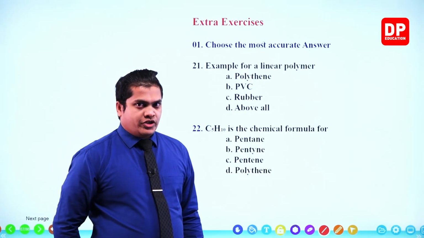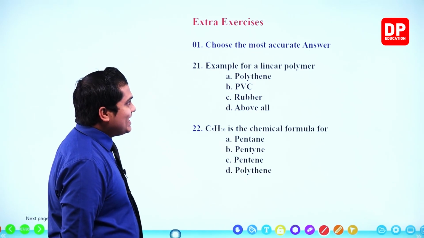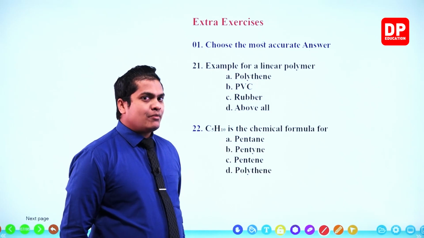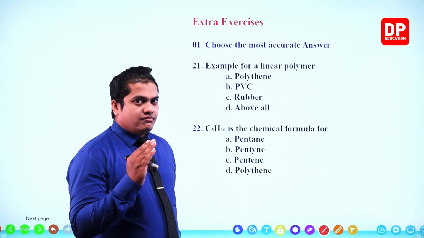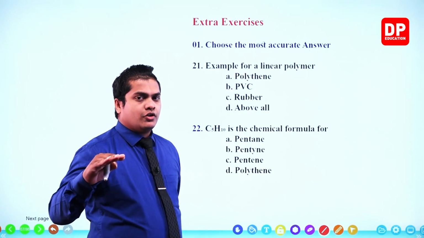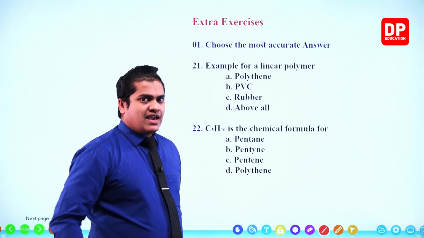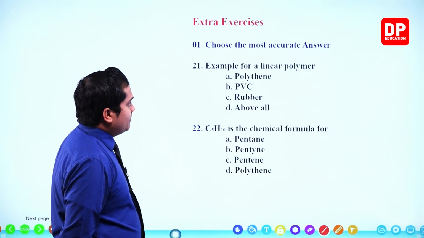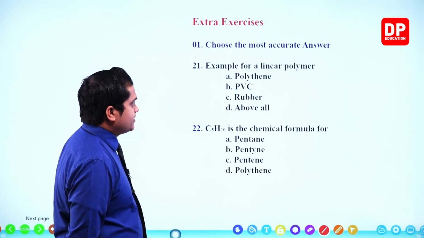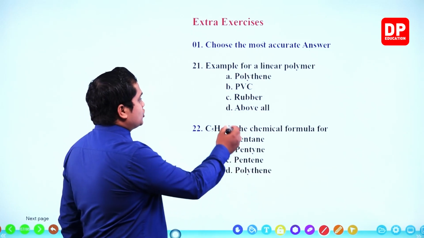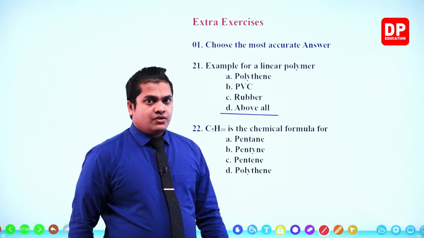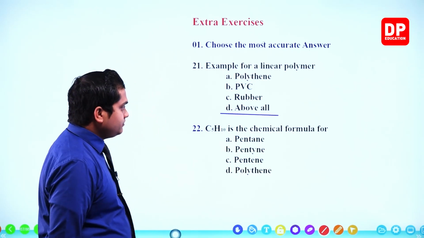The 21st question, example for a linear polymer. A linear polymer is a polymer which does not have any cross links or side chains. These polymers are arranged in a straight line. Now let's see. Polythene, yes, a linear polymer. PVC, once again, yes. Rubber, once again, yes. So all of these things are linear polymers, my dear children. So the answer would be above all. Next one.